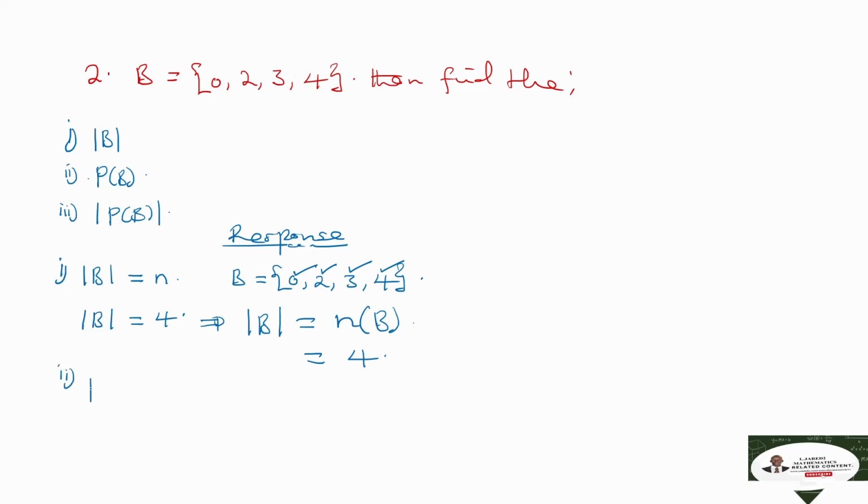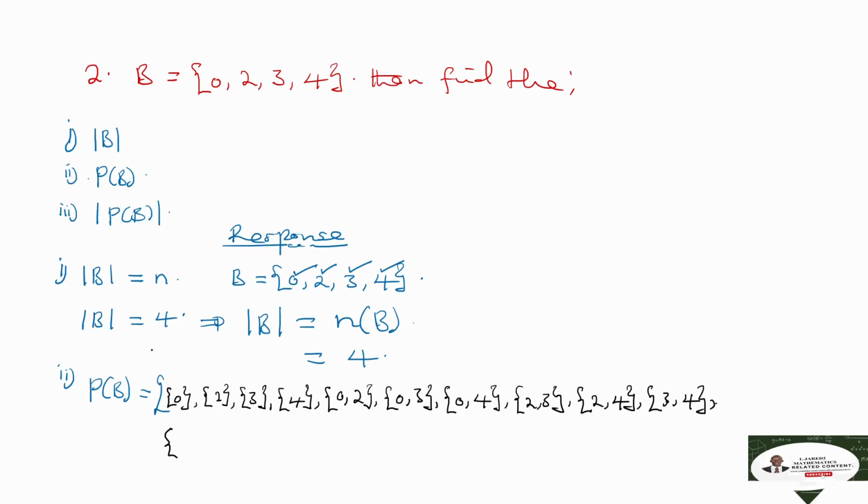Then in Roman number 2, the power set of set B equals, so we are going to list down all the subsets of set B. So take time and finish Roman number 2 and Roman number 3.